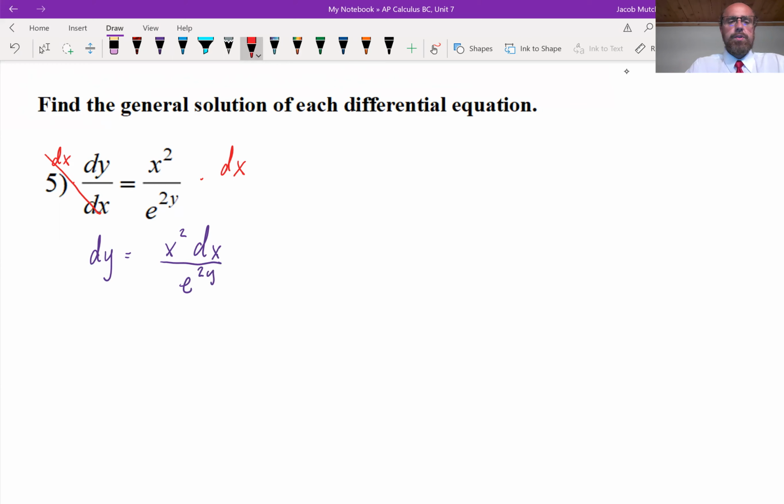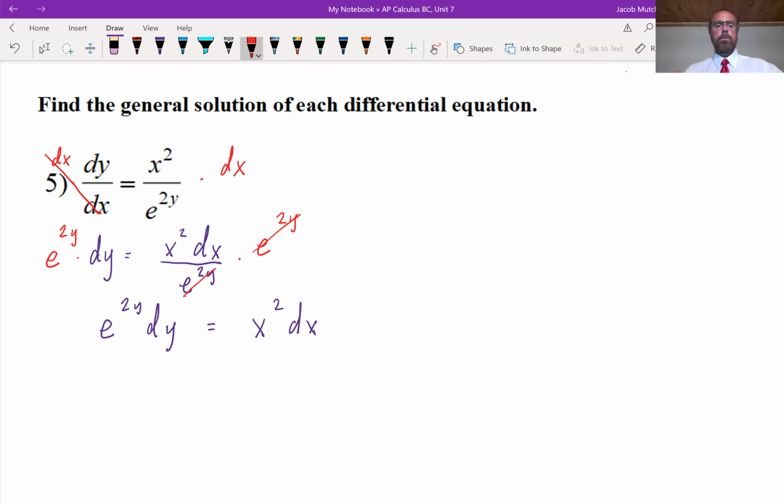I see I do need to cancel the division by e to the power of 2y. So on the right side, I'm going to multiply by that factor. It'll cancel there on the right. I'll also multiply the left side by that same factor to keep the balance. At this point, I've separated my variables. On the left, we've got e to the power of 2y dy equals x squared dx. Once I've separated the variables, one on each side of the equation, I'm ready to integrate.